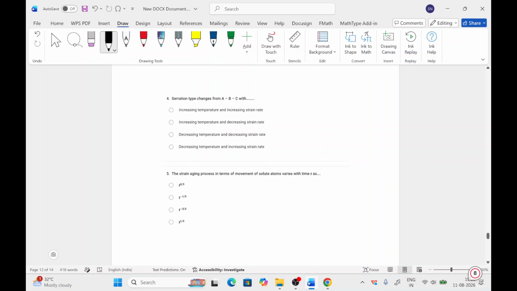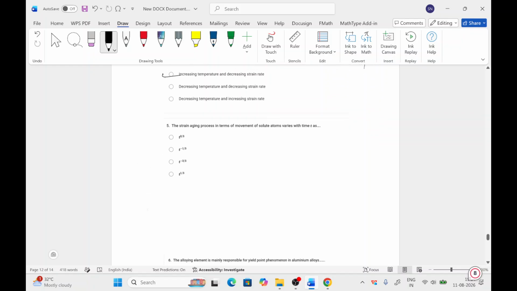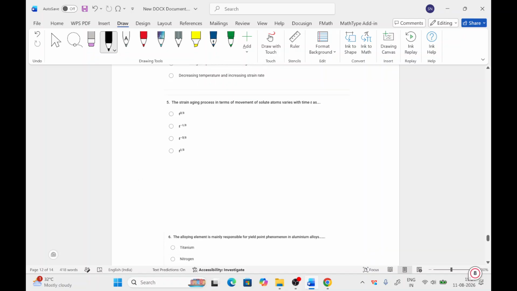Fourth question: serration type changes from A, B, C with. So with the ABC change, serration occurs when strain rate decreases and temperature increases. So increasing temperature and decreasing strain rate, second option is correct. The strain aging process in terms of movement of solute atoms varies with time t as. This is based on the week 2 lecture. So it is around t raised to power 2 by 3. First option is correct for this.